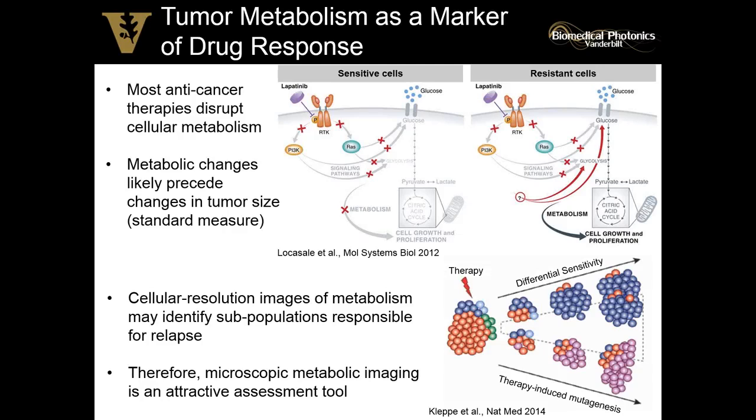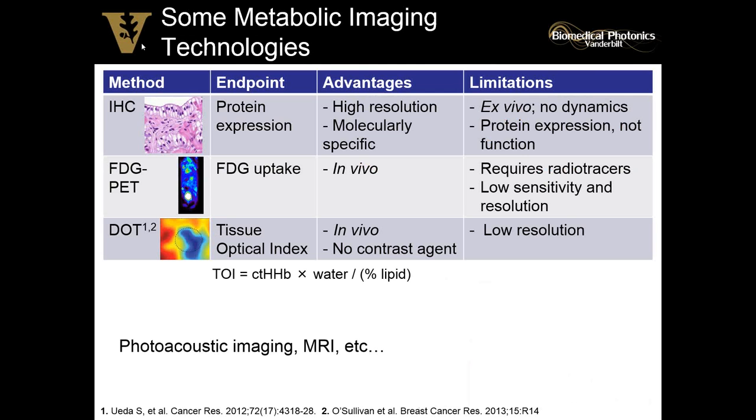We'd like to just eliminate all malignant cells on the outset. So there are lots of ways to look at cellular metabolism. One that you're probably most familiar with is immunohistochemistry. This is standard. We do this in histology. We look at protein expression. It's great because it's high resolution and molecularly specific. Its limitations are that it's ex vivo, so we can't look at dynamic changes in function of the cells in response to a therapy. And we look at protein expression, which is not really the same as the function of the cell.